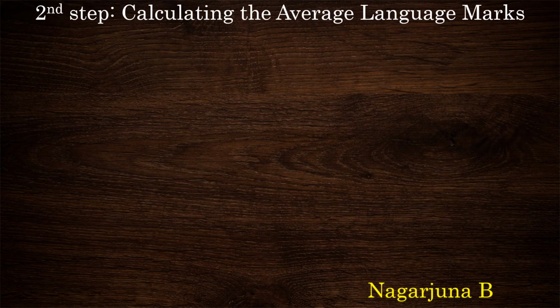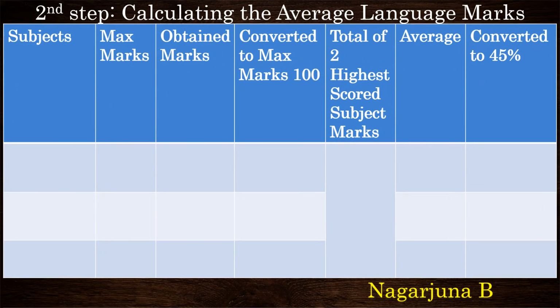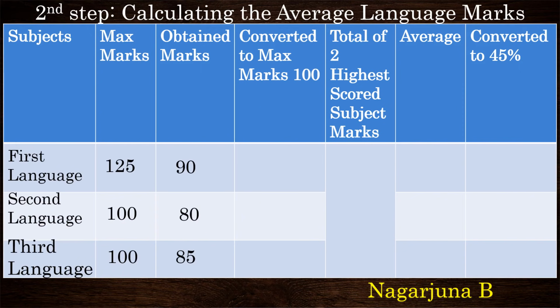Second step is calculating average language marks. Draw a table consisting of subject, maximum marks, obtained marks, converted to maximum marks 100, total of two highest scored subject marks, average converted to 45%. So subjects, first language, second language and third language, marks 125, 100, 100. So these are the maximum marks and obtained marks are 90, 80 and 85. So this is an example which I am considering.